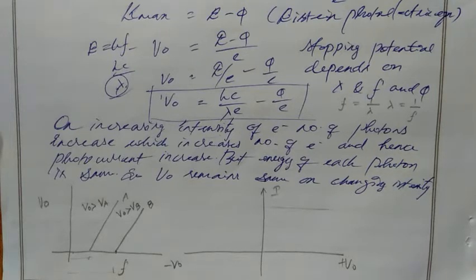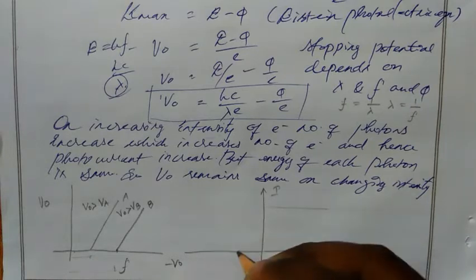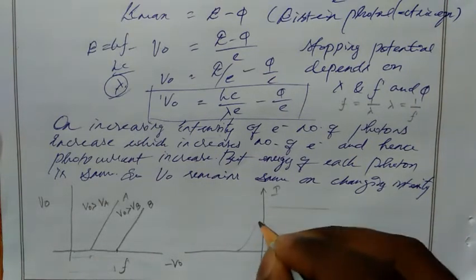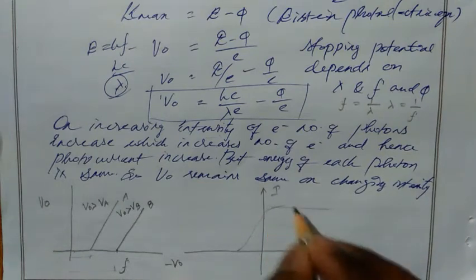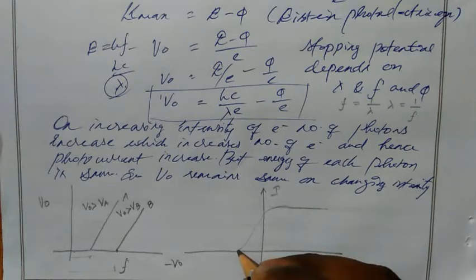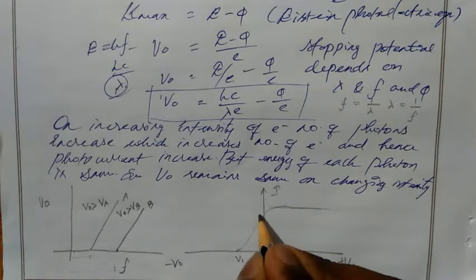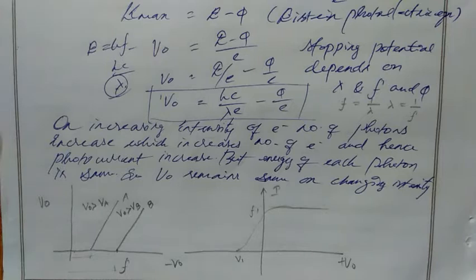Okay, so we take different types of frequency. For example, I take the first frequency, a small value. For that value, I have stopping potential starting from here. For this saturation current, let's take current as constant. So this is for the first value. I take this stopping potential as V1, for some frequency. Let's take that frequency as F1.